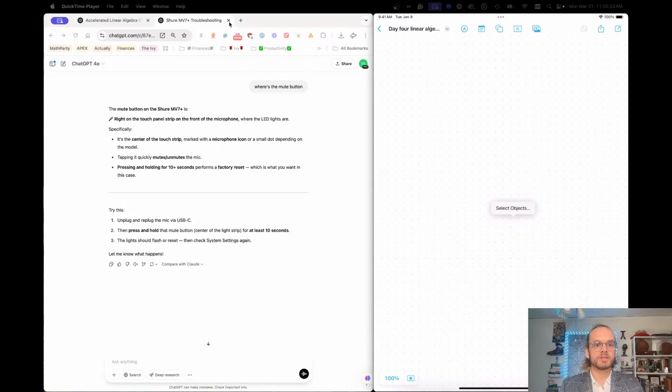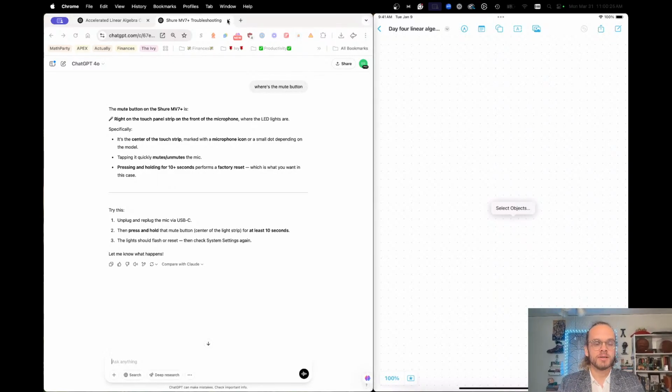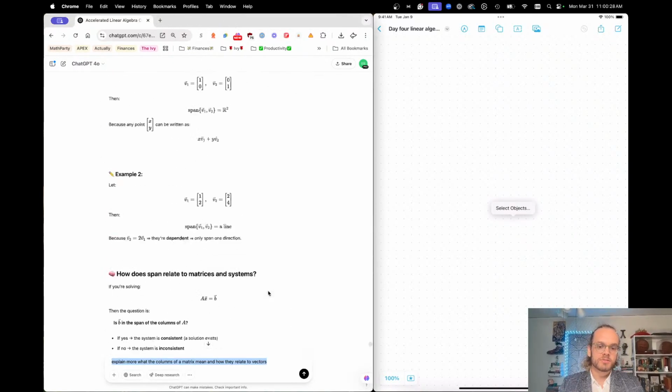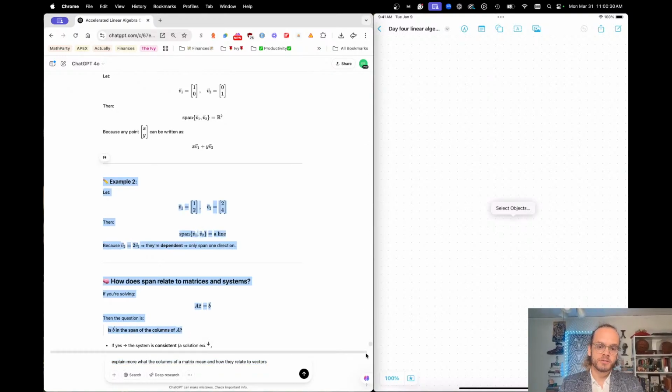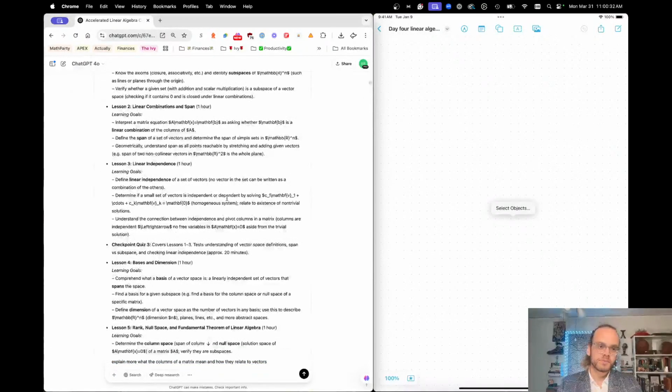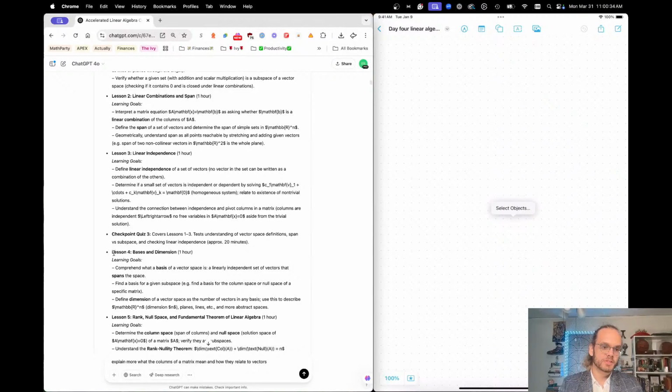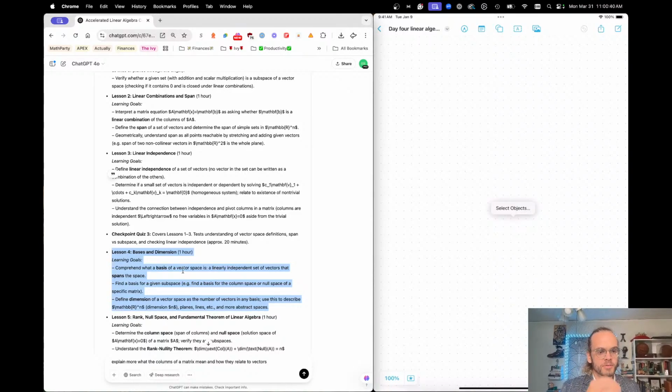So without further ado, let's jump into day 4 of linear algebra. I'm going to scroll to the very top to get the curriculum here. And lesson 4 is going to be bases and dimensions. It says that I should be able to comprehend what a basis of a vector space is: a linearly independent set of vectors that spans the space. So we're getting some of that terminology that I saw on ChatGPT o1 Pro last time that gave me a little bit of pause.